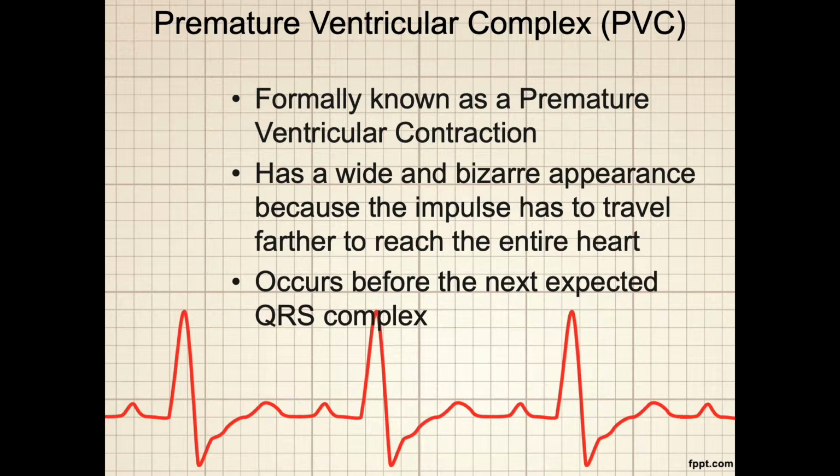This is improper unless we're actually feeling for a pulse and we are looking at the electrical activity at exactly the same time. Otherwise, we don't know if a mechanical response follows the electrical impulse. So, premature ventricular complex. It does have a wide and bizarre appearance because the impulse has to travel farther to reach the entire heart. Remember, these are outside of the pathway, so it's going to take a longer amount of time for the impulse to reach the entire heart. That will prolong the QRS complex, and it occurs before the next expected QRS complex.